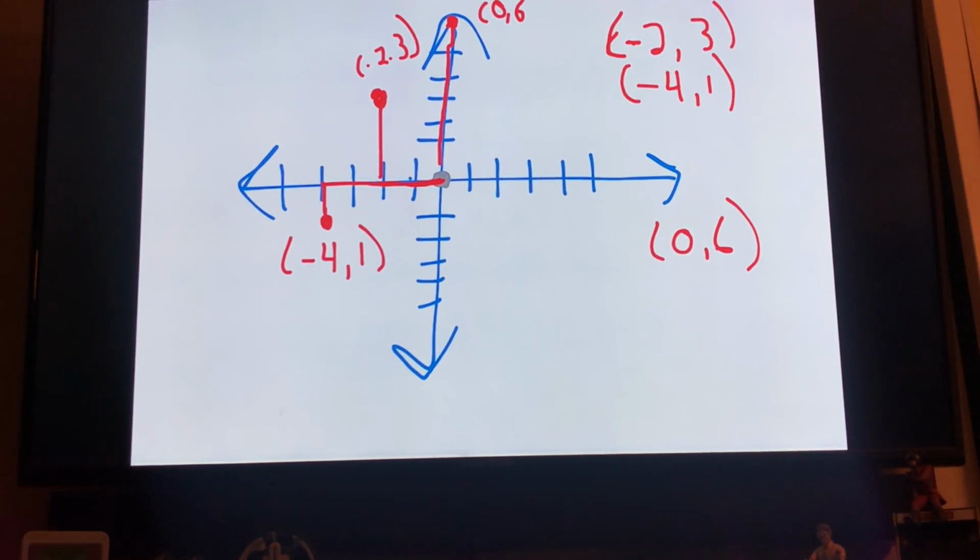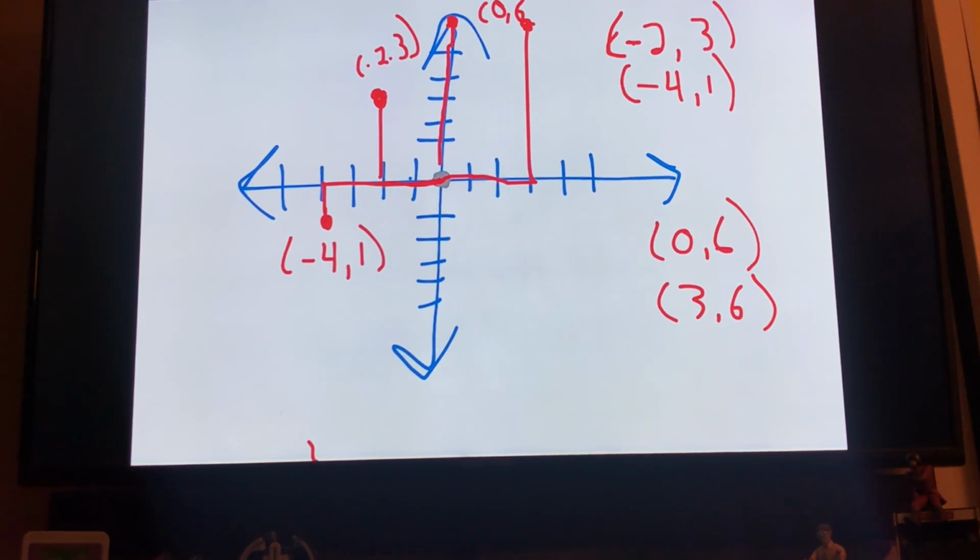3, 6. I'm going to go to the right because it's positive. So 1, 2, 3. Then I'm going to go up right here, right next to my friend. And it's going to be 3, 6. So, again, always do your x first, and then your y. Do your x first, then your y.